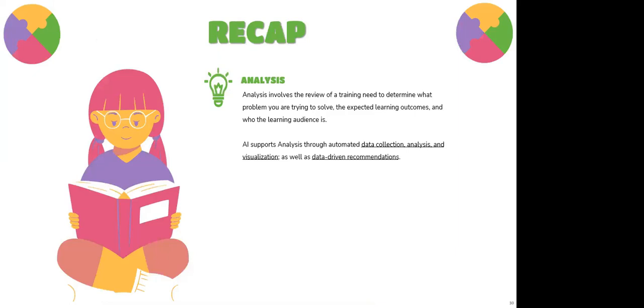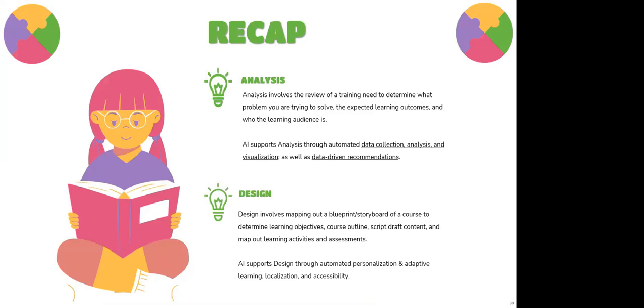So just a quick recap. I know I'm going through this really quickly, guys, but I just have a bit of content to cover, so I hope I'm not losing anyone. To recap on what we covered there on analysis and design: analysis is the review of the training need, and then design is just building out a blueprint or a storyboard of the course. And when we talk about design, we're interested in things like personalization, localization, and accessibility.